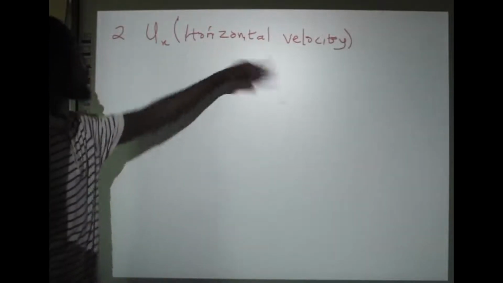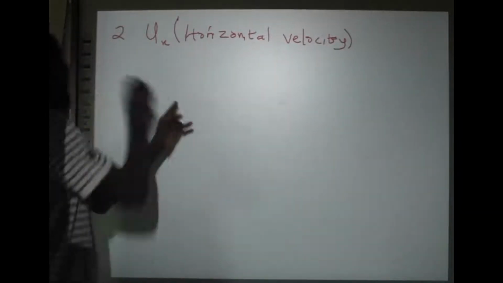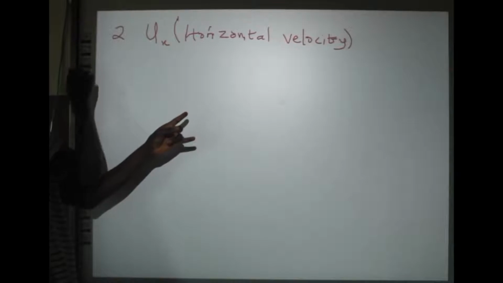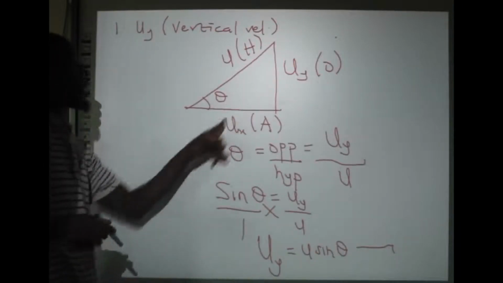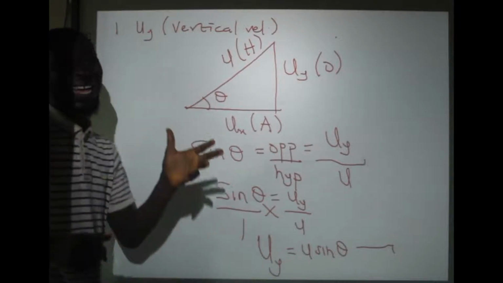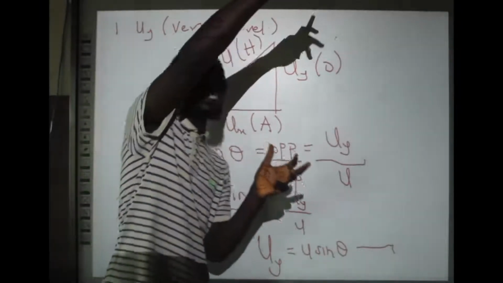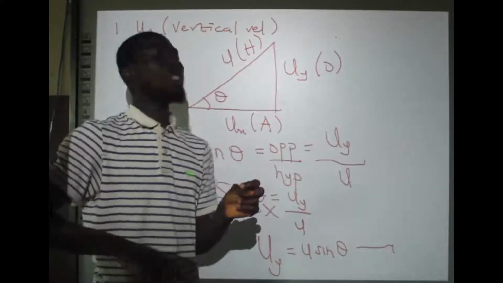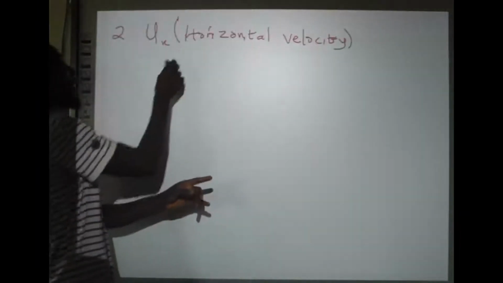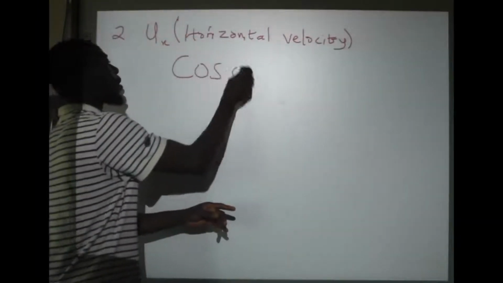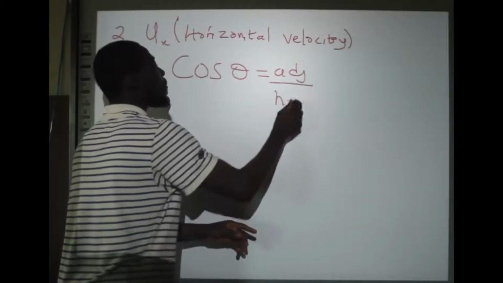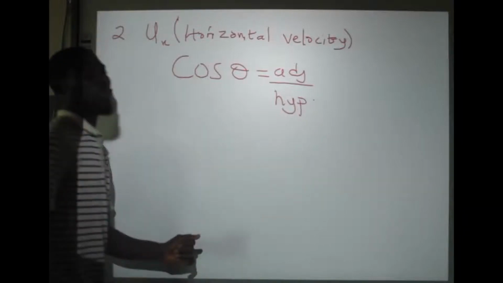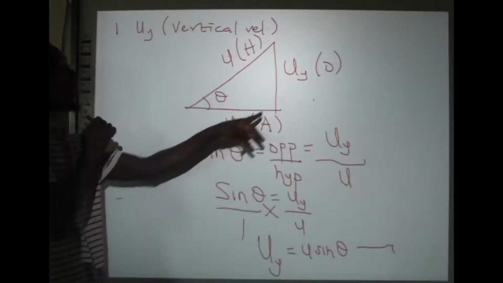But the horizontal velocity ux, now from that, from our triangle that I gave you in the previous slide, you can also get our cosine. That is cos, adjacent over hypotenuse. So we know that our cos theta is equal to adjacent all over hypotenuse. So from our triangle, we know that the adjacent is our ux.